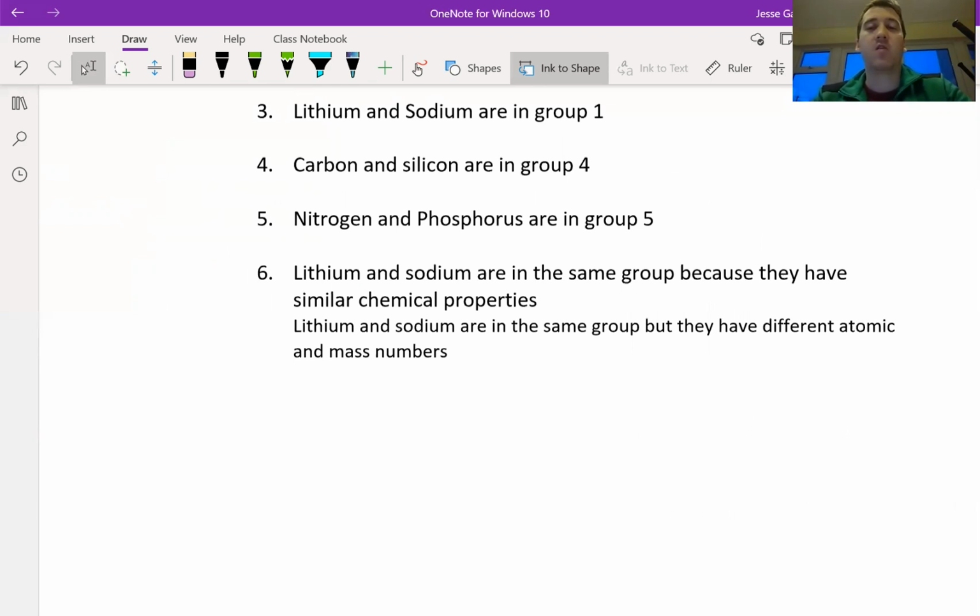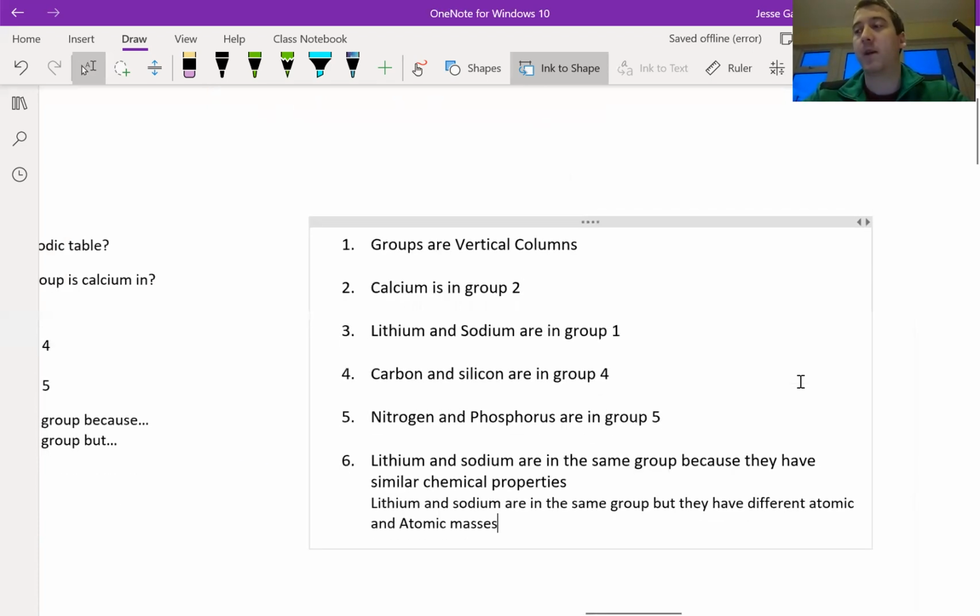Lithium and sodium are in the same group, but they have different atomic masses. So they're not identical atoms because they have different atomic masses. So lithium and sodium are in the same group, but they have different atomic masses. Okay, so I want you to pause the video and make any corrections that you have to make there now.